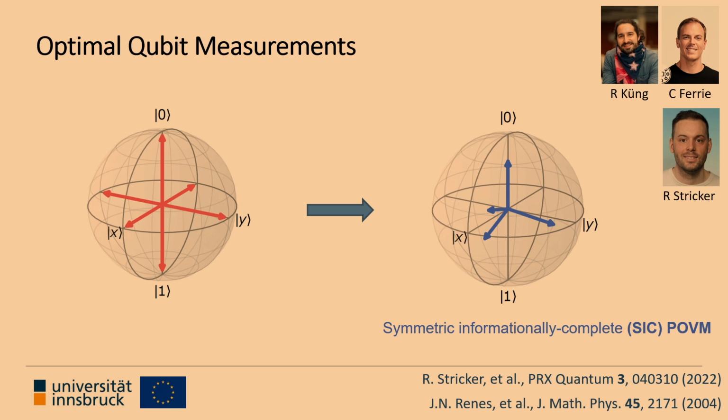So it has 4 outcomes, which is the minimum you need to characterize a qubit. They are equally spaced in your Bloch sphere. So in that sense, it is optimal in terms of information gain. The problem is you also see this is not a projective measurement. These vectors here are not orthogonal, so you can't actually measure that in a qubit system.